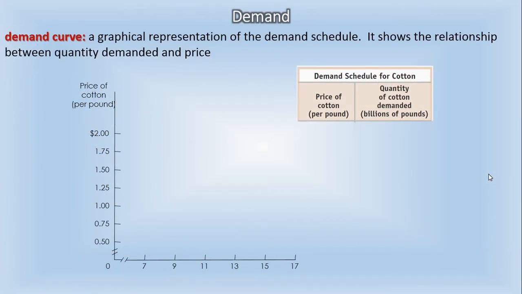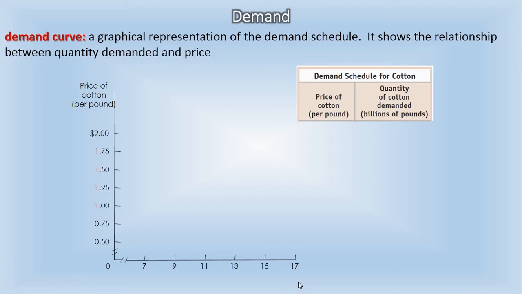And together they're going to make a demand curve, a graphical representation of the demand schedule. It shows the relationship between quantity demanded and price. So here we're talking about the market for cotton. You've got the price of cotton on the y-axis and the quantity of cotton on the x-axis.